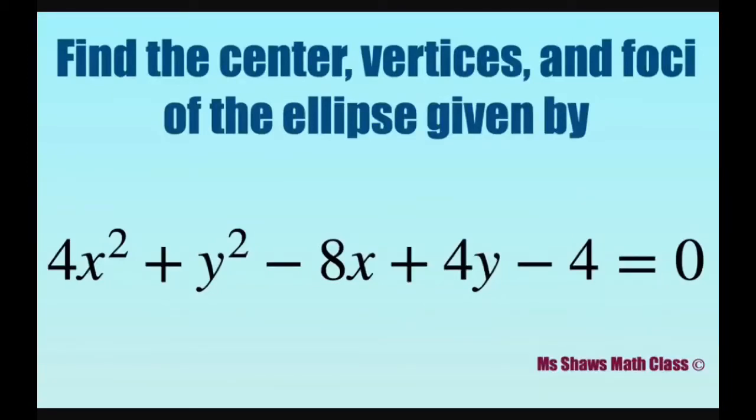Everyone. We're going to find the center, vertices, and foci of the ellipse given by 4x squared plus y squared minus 8x plus 4y minus 4 equals 0. It's told to us that it's an ellipse, so we know it's either this form or this form. So we're going to write it in that form by completing the square.